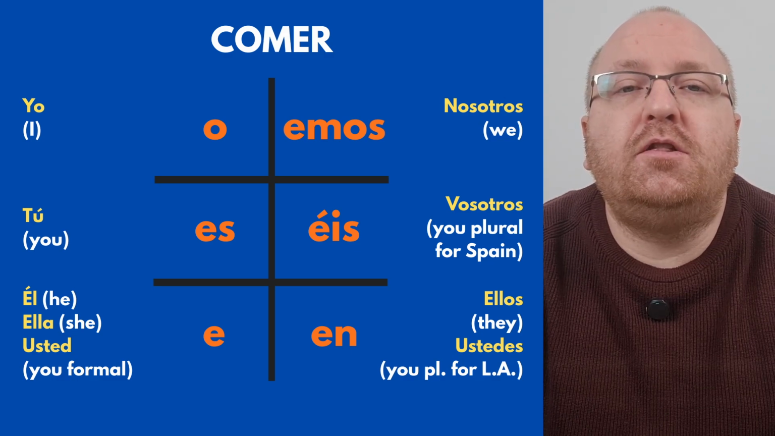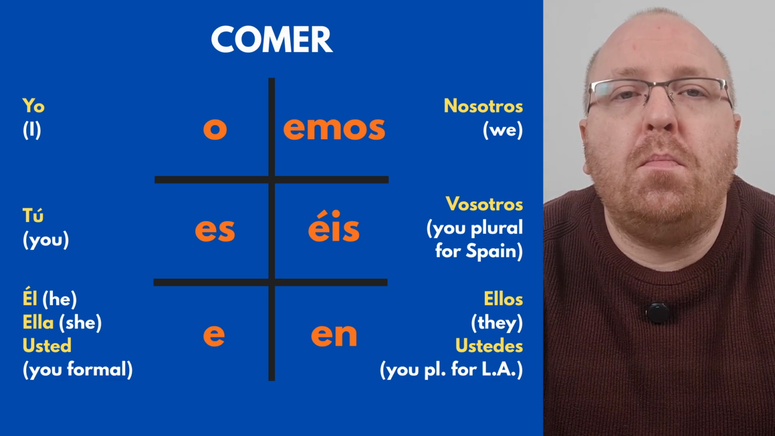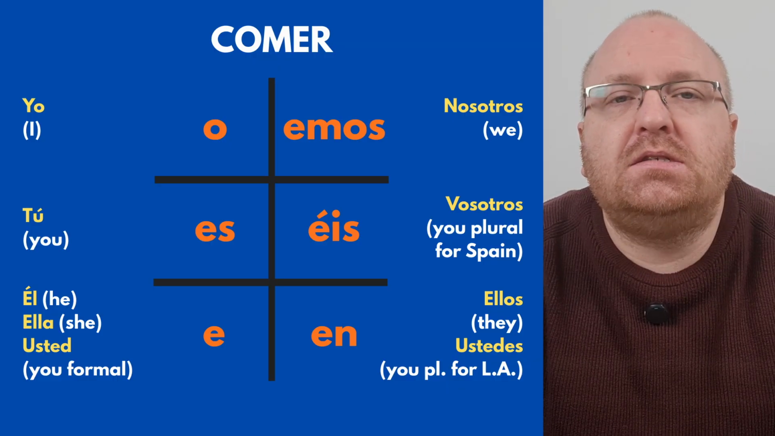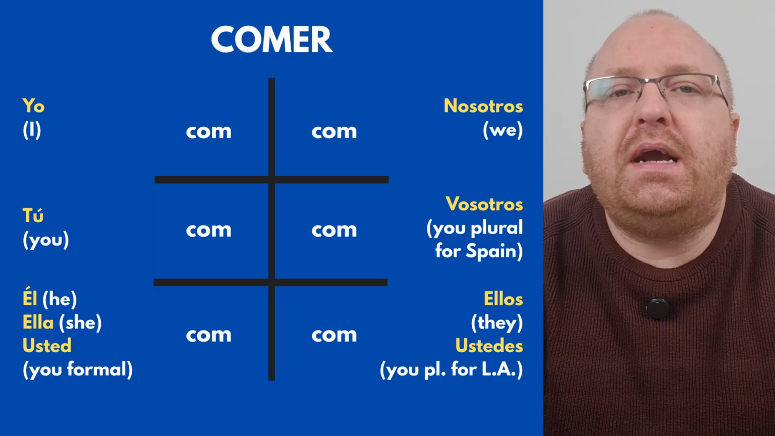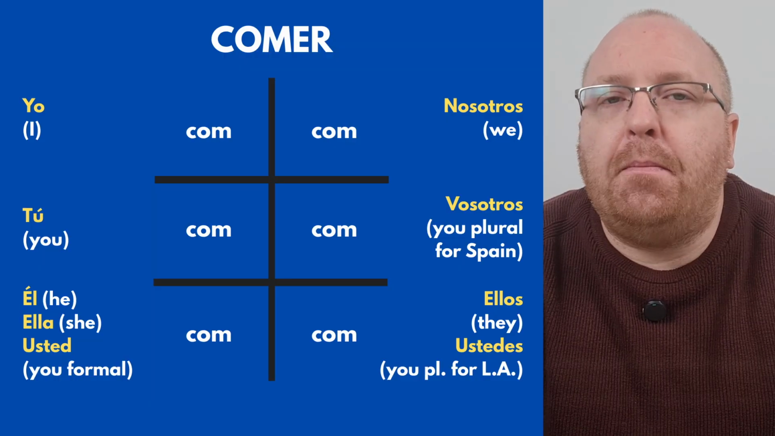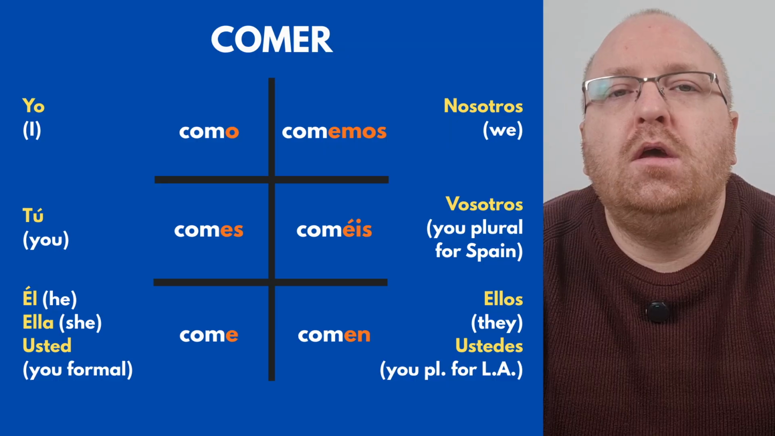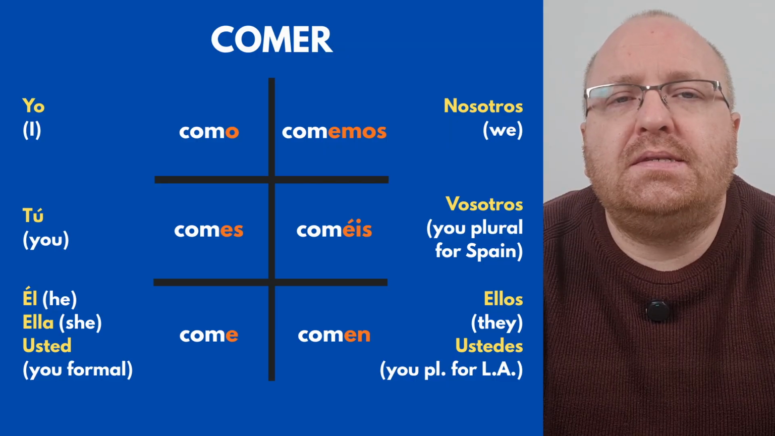Okay, so now let's add those endings to the stem com. So let's place com into each of the 6 spaces. Right, so now we can attach the endings to the stem. So we have I eat, como. You eat, comes.